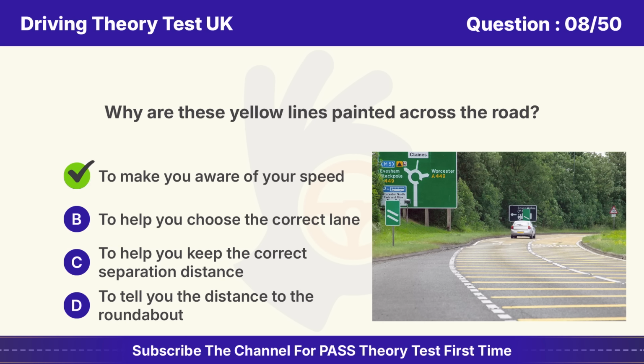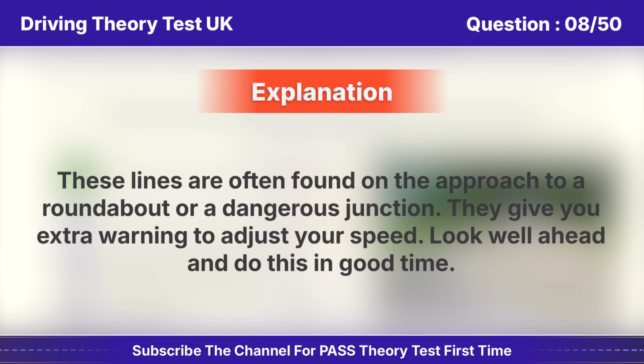Answer is A. To make you aware of your speed. These lines are often found on the approach to a roundabout or a dangerous junction. They give you extra warning to adjust your speed. Look well ahead and do this in good time.